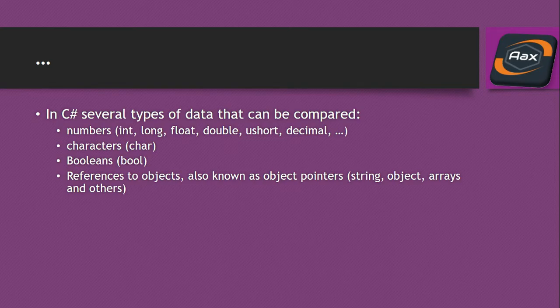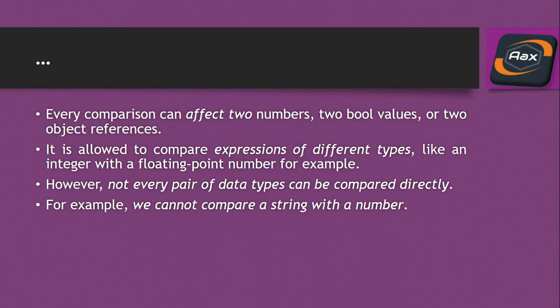In C# there are different data types which can be compared, like numbers, characters, booleans, reference to objects. Although we can compare different types in C#, we can't directly compare a string with a number. So you have to convert the string into the number, or the number into string, so that you can compare these types.